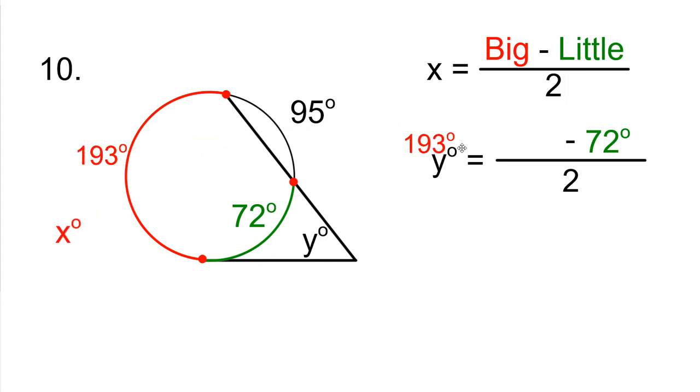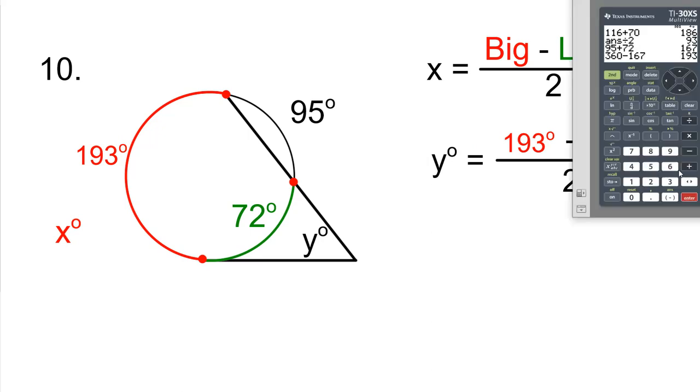Now that I have my big angle, I can put it here. So big minus little divided by 2. I'm going to go right back to the calculator. So we got 193.